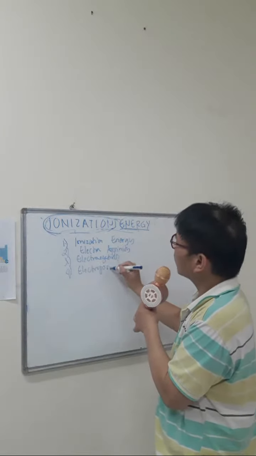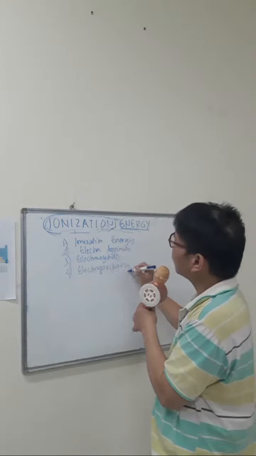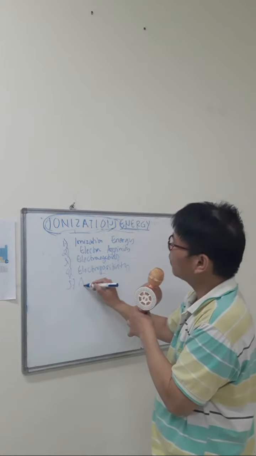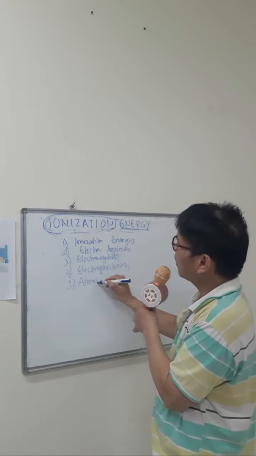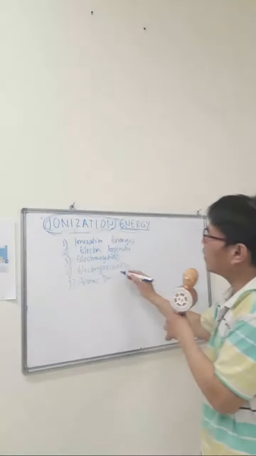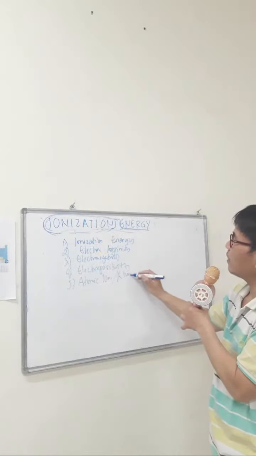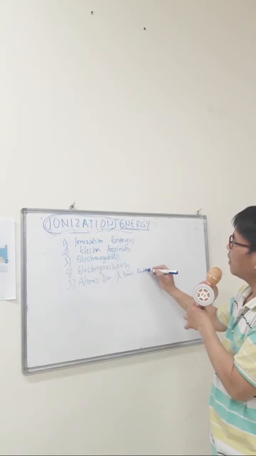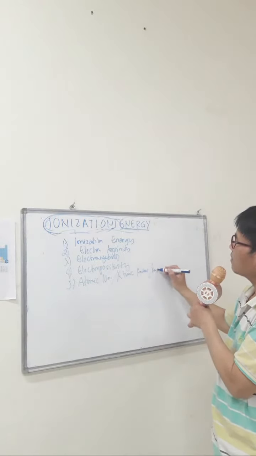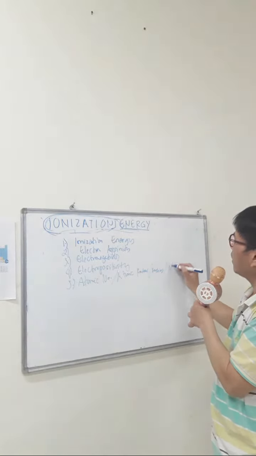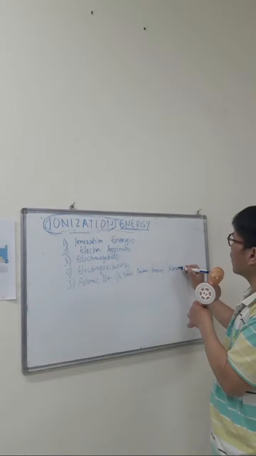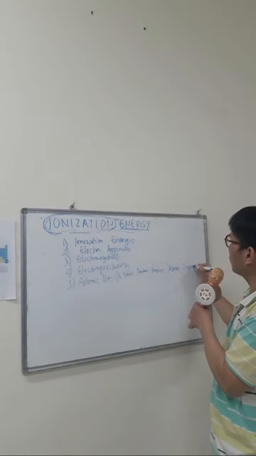Electropositivity. Okay, now we go to the atomic number. Atomic number, you can easily associate that with the atomic radii, atomic radius, atomic size, or shape, atomic size or shape.